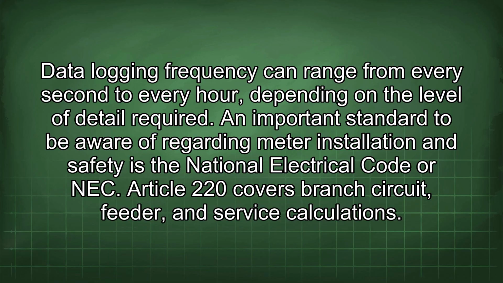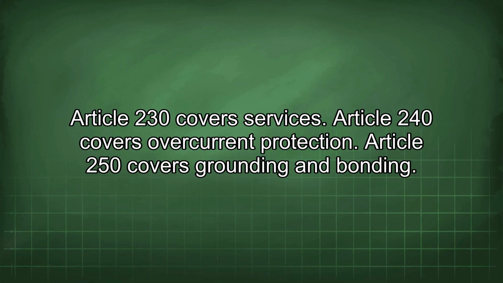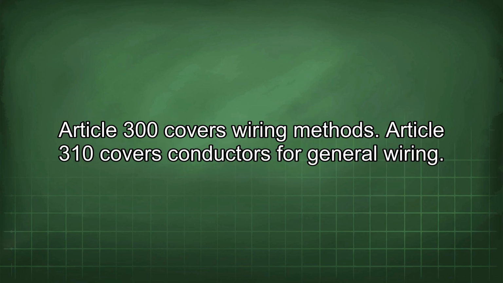An important standard to be aware of regarding meter installation and safety is the National Electrical Code, or NEC. Article 220 covers branch circuit, feeder, and service calculations. Article 230 covers services. Article 240 covers overcurrent protection. Article 250 covers grounding and bonding. Article 300 covers wiring methods. Article 310 covers conductors for general wiring.